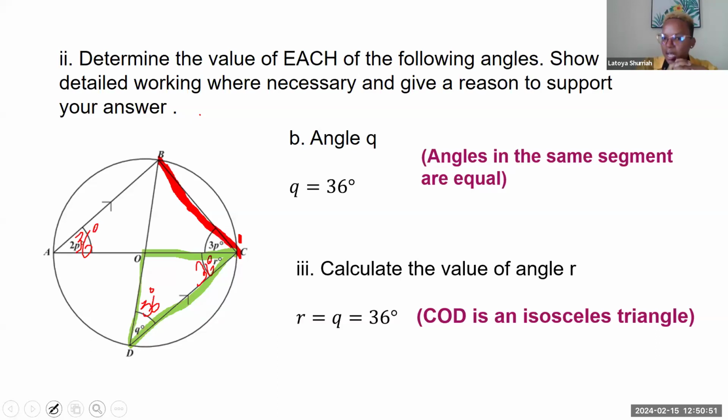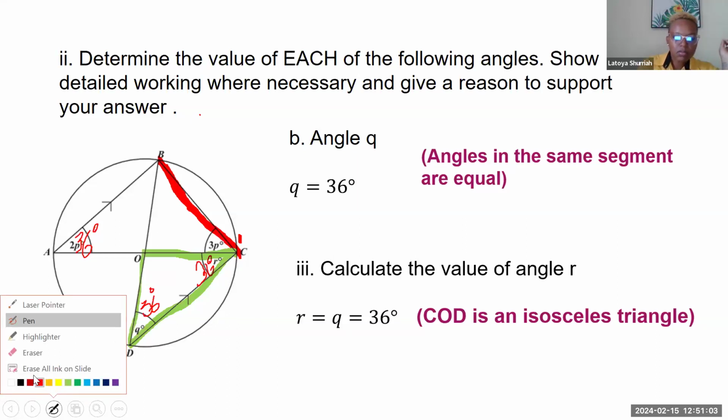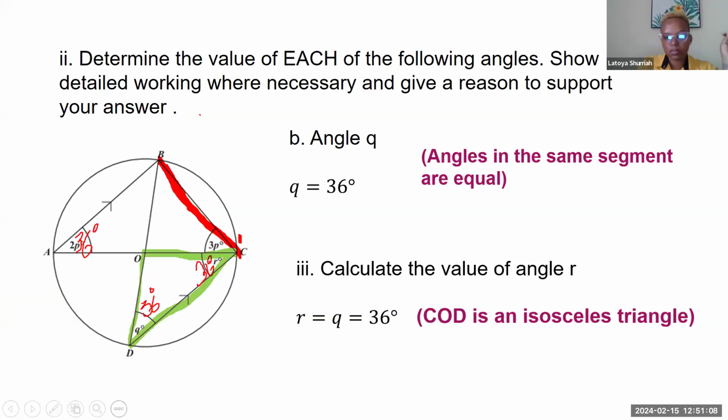Is it Anna? Yes, miss. Okay, how did you get 54 there? It's from our previous working out when we were finding 2P. We found out that P was equal to 18, and to find 2P, we had to multiply the P by 2. So I assume to find 3P, you have to multiply the P by 3. Since P was 18 and you multiply 3 by 18, you get 54 degrees.